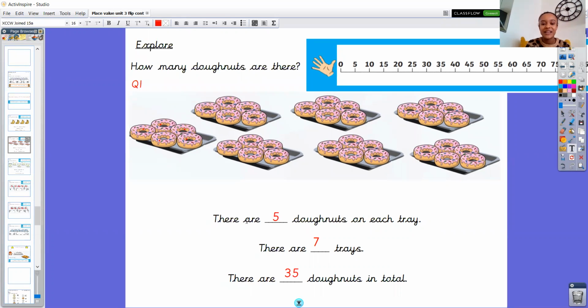Okay? So let's say these stem sentences together. There are 5 donuts on each tray. There are 7 trays. There are 35 donuts in total. Well done. How many 10s and how many 1s in 35? Brilliant. 3 10s and 5 1s.